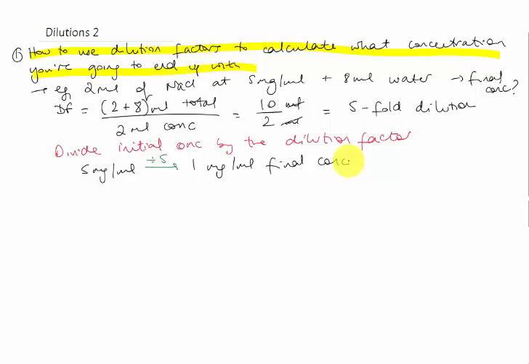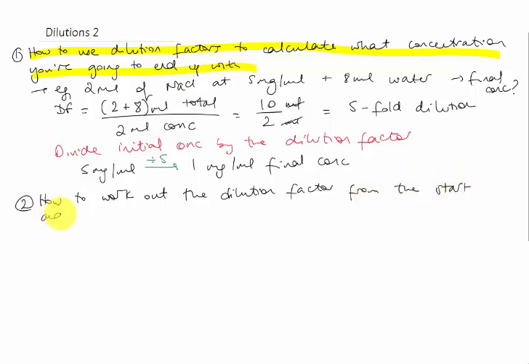So that's how you would do that, and we'll have some examples in the problems to help you think about that. Okay, then the second thing I'm going to show you is how to work out the dilution factor from the start and end concentrations. So here the volumes don't matter, it's just the concentrations that we know. Maybe we don't know the volumes at all.